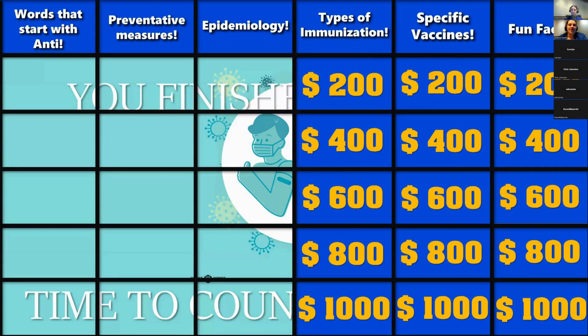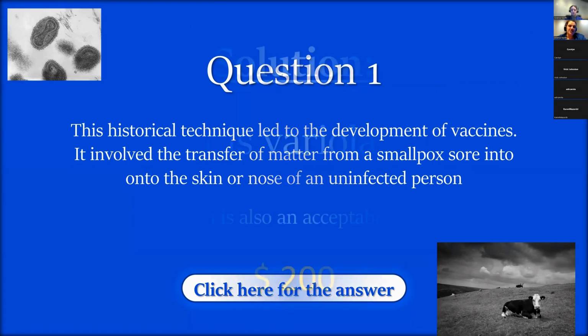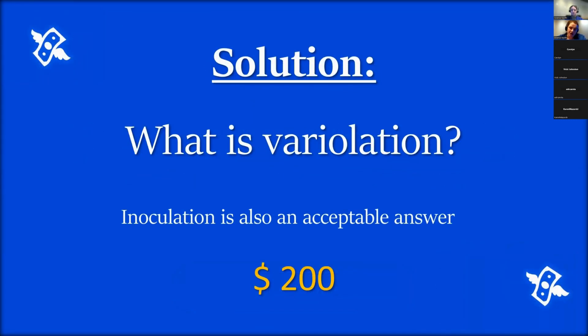All right, for our fourth category, the types of immunization, we'll start with our $200 question. This historical technique led to the development of vaccines. It involves the transfer of matter from a smallpox sore into or onto the skin or into the nose of an uninfected person. So what is it called when they transfer matter from a smallpox sore to an uninfected person? If you answered what is variolation or inoculation, you can give yourselves $200 for that question.